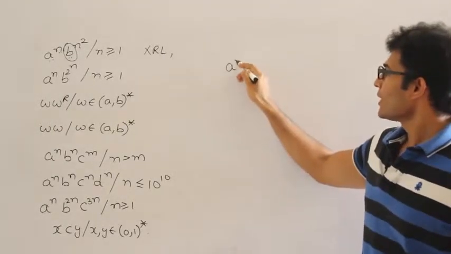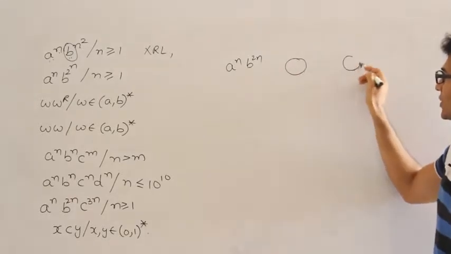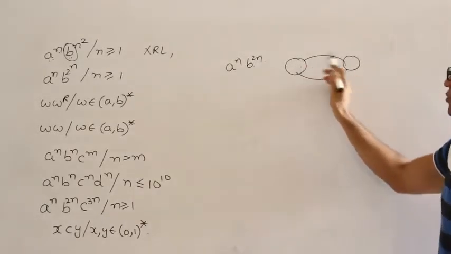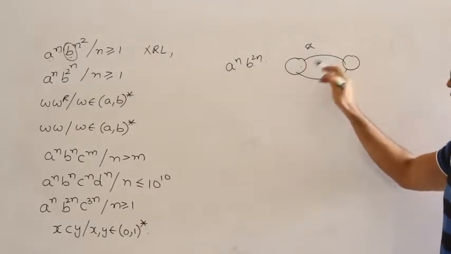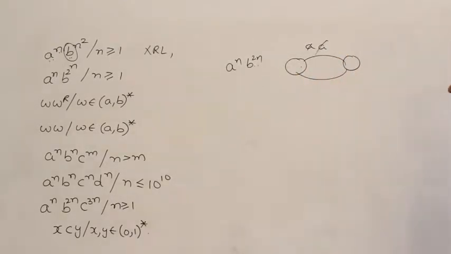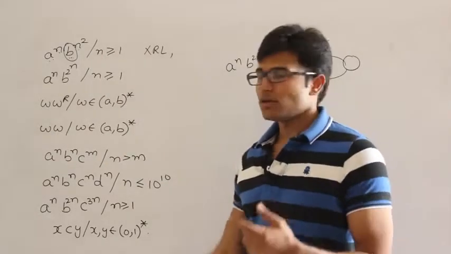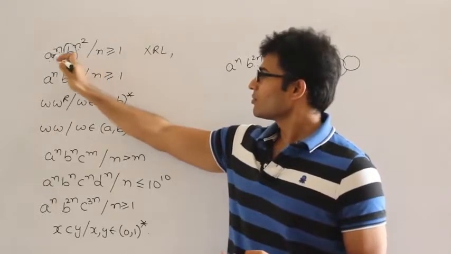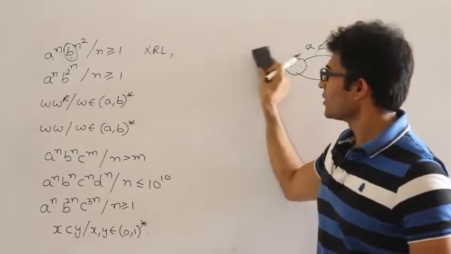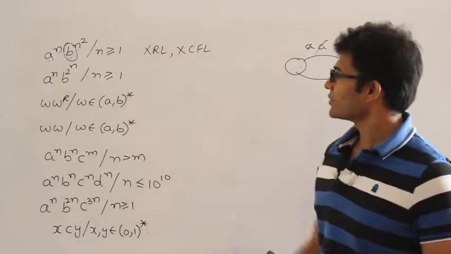If you remember this language a power n b power 2n, how we did it is, we put these b's in a loop, and in this loop, for one time we take the loop, we are popping off one a. That is what we are doing for a power n b power 2n. But I cannot put b power n square in a loop, and I cannot pop off one a for one loop. Therefore it is not possible to give any pushdown automaton, either deterministic or non-deterministic. Therefore the language is not a context free language.